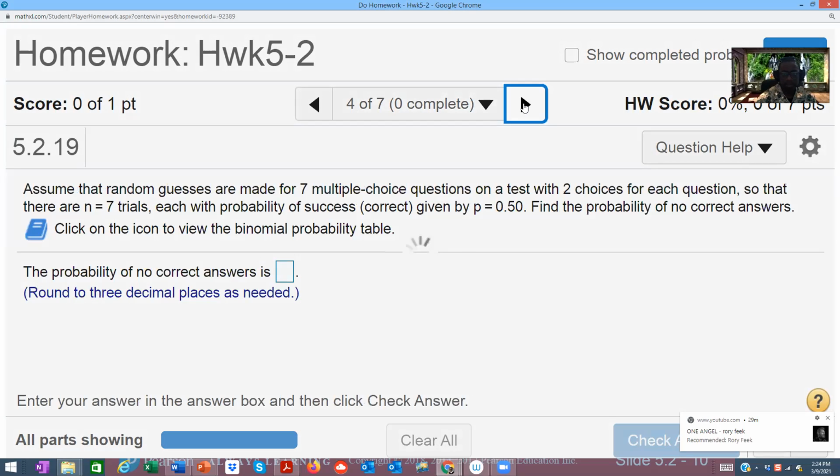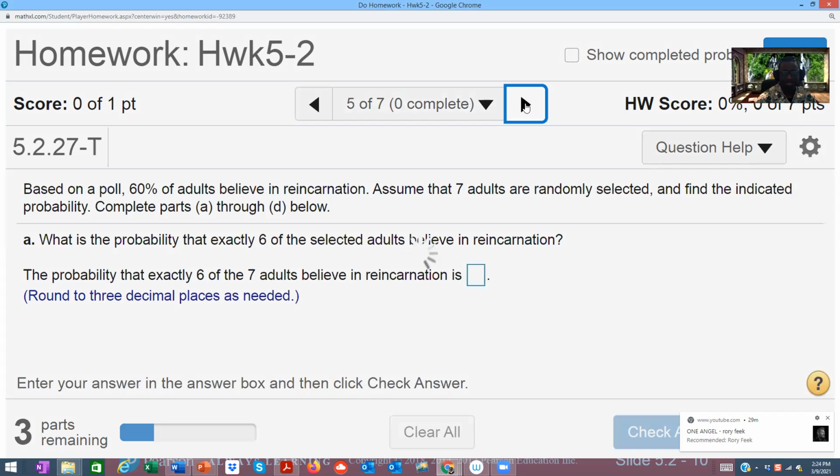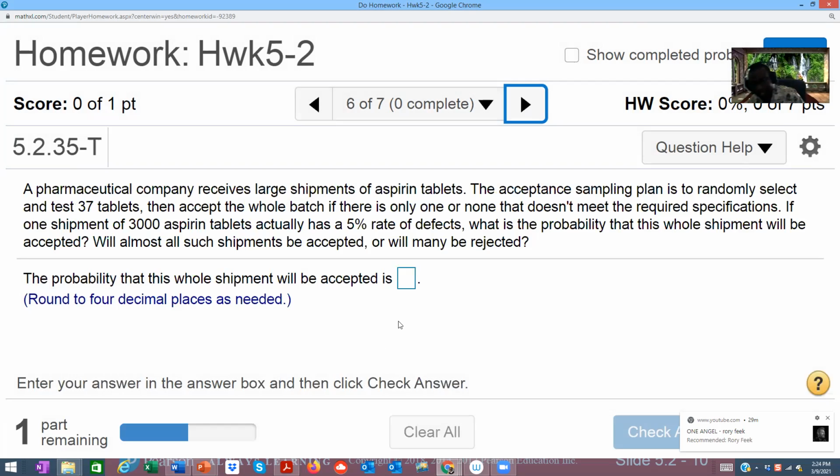Come on. My computer is slow. All right, so number 6 is this.